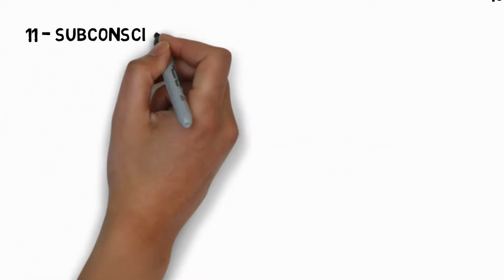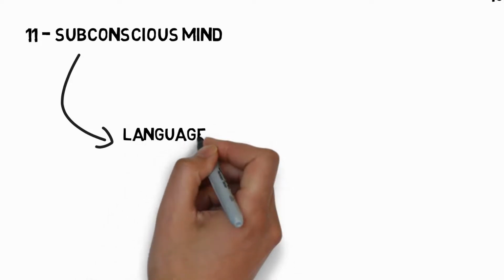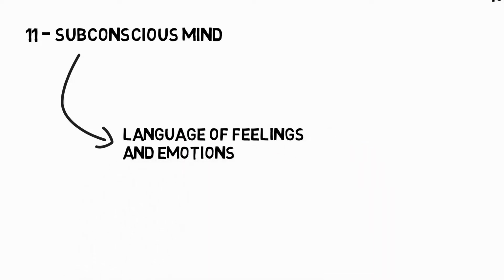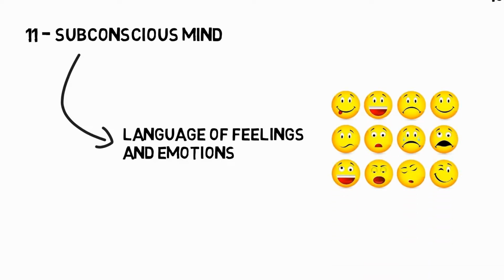Step number 11 is your subconscious mind. Now, the language of subconscious mind is the language of feelings and emotions. Once again, the movie of the future technique I told you about will help you turn the emotions on and program your subconscious mind for success. Do this exercise daily and you won't struggle with motivation. It will accompany you always.